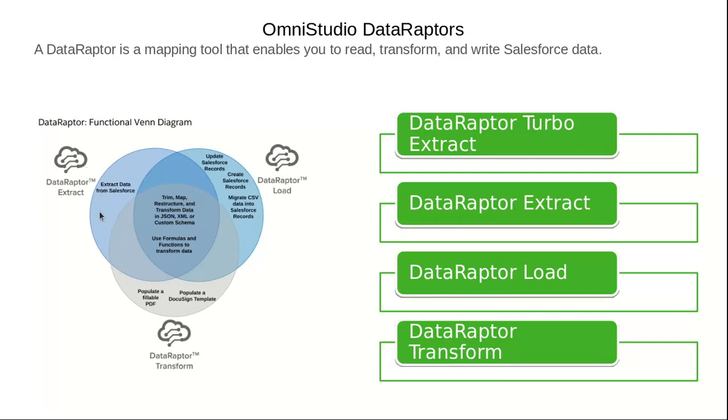Okay, so if you look at this Venn diagram again, you can see that Dataraptor Extract does pretty much extract the data from Salesforce, right? So that's why I included just the Dataraptor Extract. Turbo is faster, right? Because it's obviously extracting the data from a single source, a single object. And they all share one common functionality. I mean, in fact, a few common functionalities. So you can trim, map, restructure to transform data to JSON, XML.